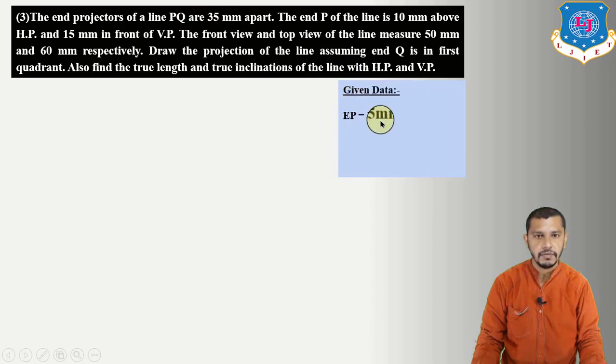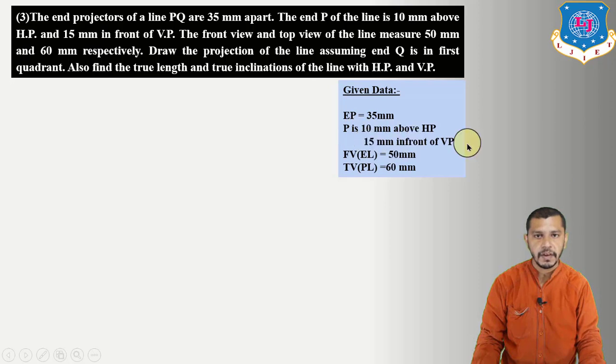So EP is equal to 35 mm. P, the end point of the line, is 10 mm above HP and 15 mm in front of VP. And here the front view and top view, that means the elevation length and plan length of the line, are given. The front view measures 50 mm, so front view or elevation length is 50 mm, and top view measures 60 mm, so top view or plan length is equal to 60 mm.